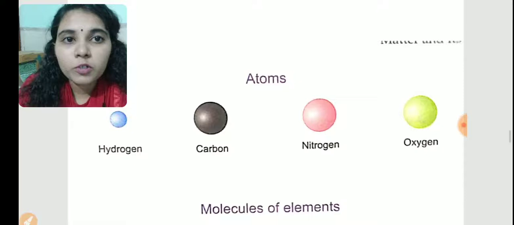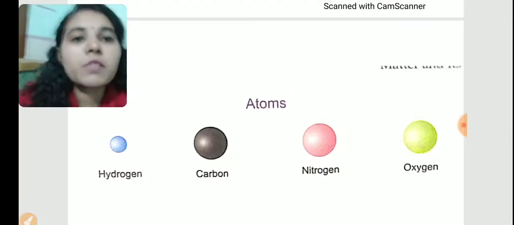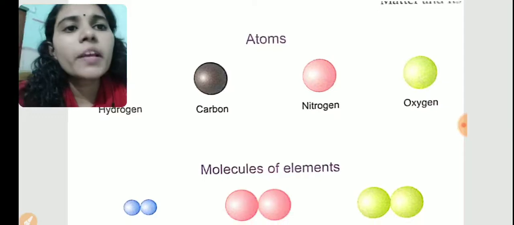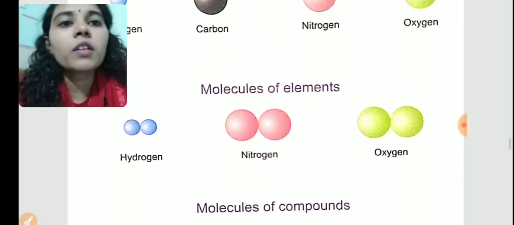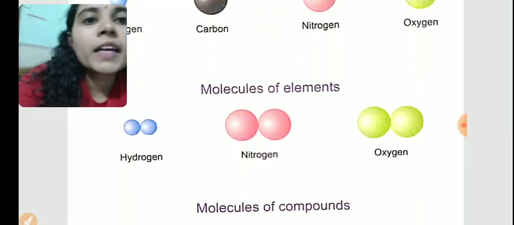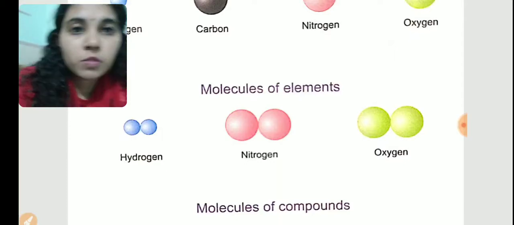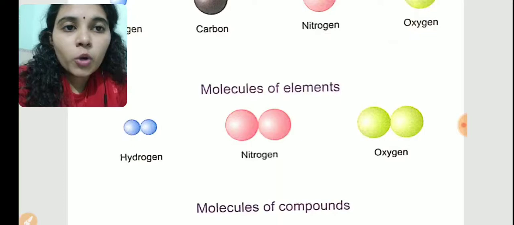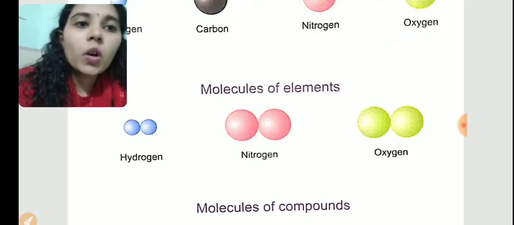Okay. So this is the diagram. Some atoms: hydrogen, carbon, nitrogen, oxygen, etc. These are all imaginary colors, not the proper colors. Hydrogen, H2. 2 hydrogen atoms will join together to form H2. 2 nitrogen atoms will join together to form N2. 2 oxygen atoms will join together to form oxygen molecules.